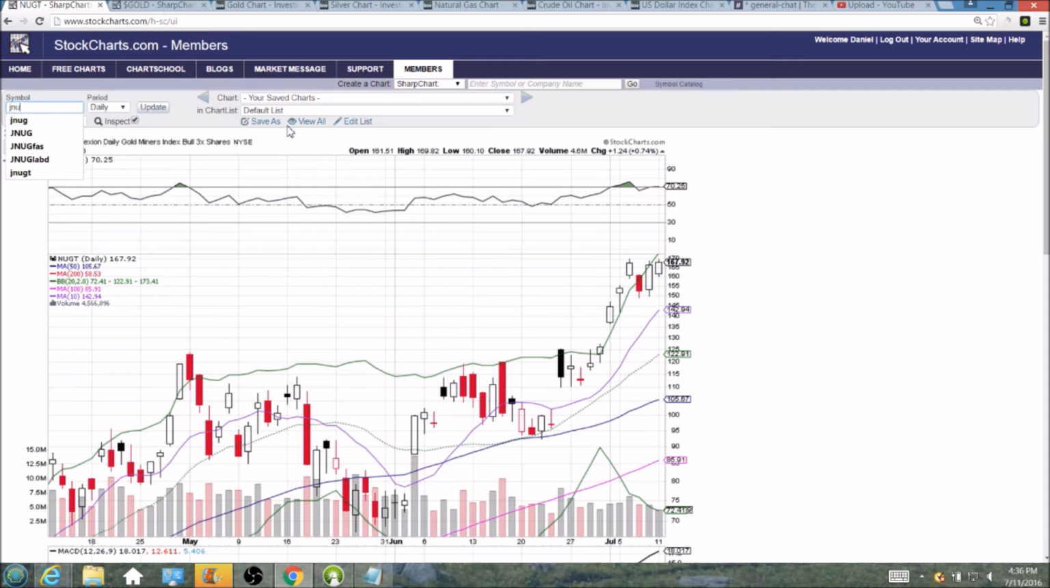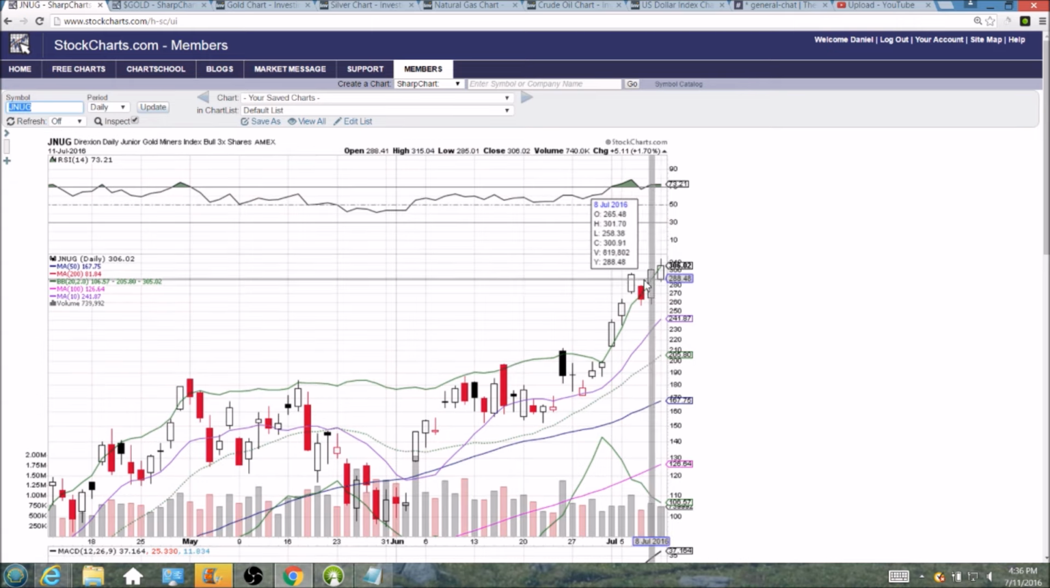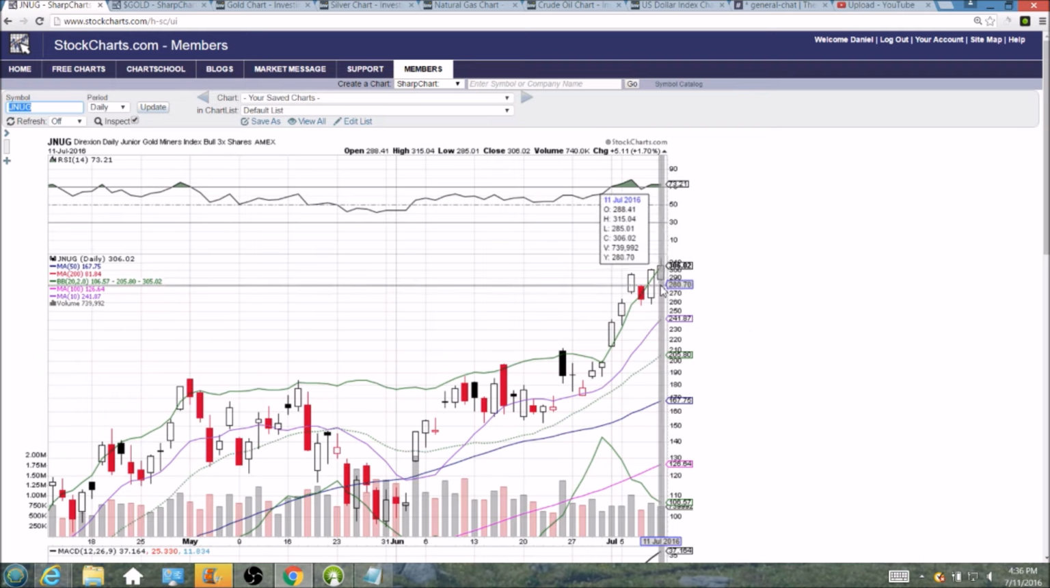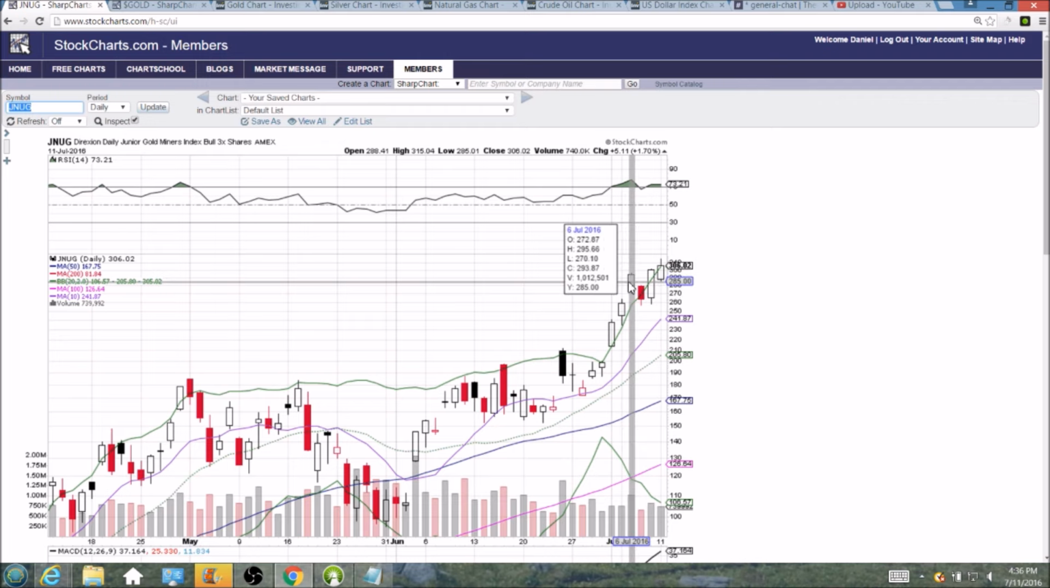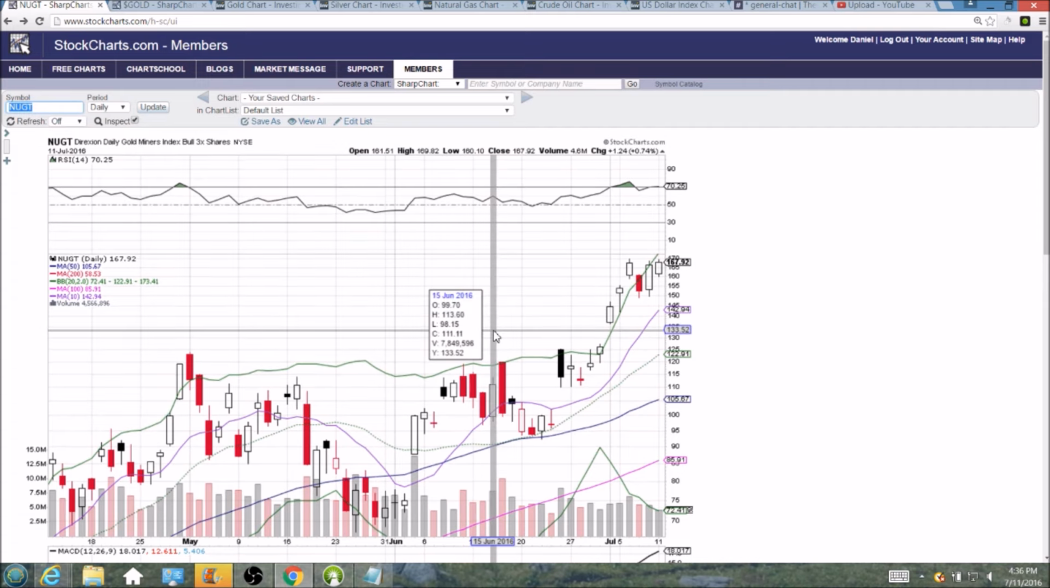Want to compare it to JNUG. So we have not broken the high of Wednesday in NUGT. Look at JNUG. We broke the high of Wednesday on Friday. We broke the high of Friday today. Absolutely a clear bull compared to NUGT by being able to break those resistance levels and continue the higher high pattern, where NUGT is stalling out a bit.